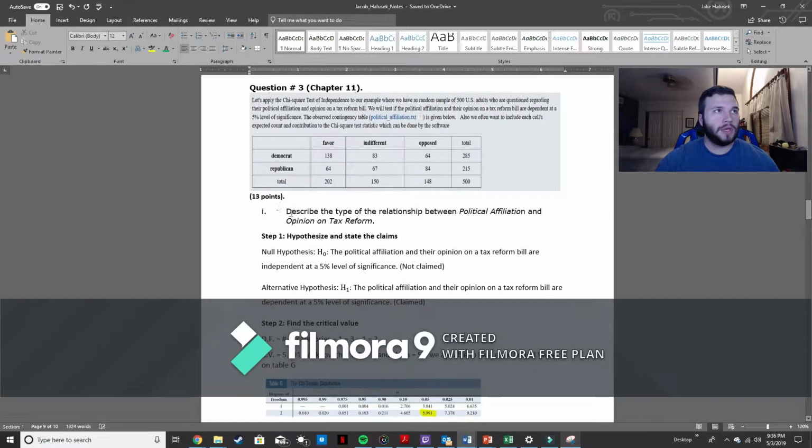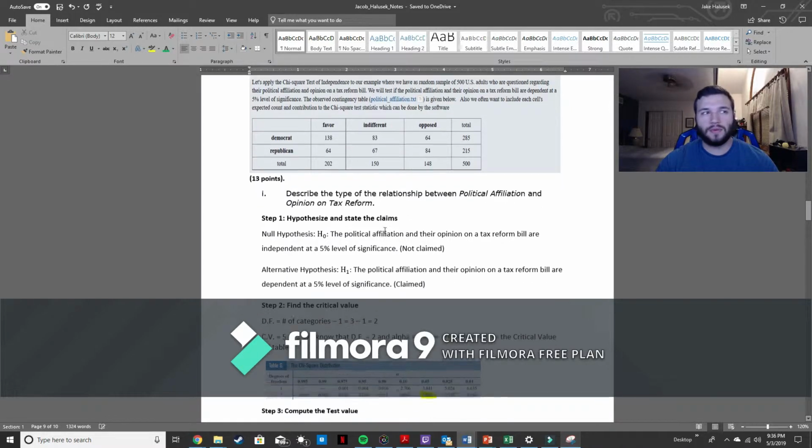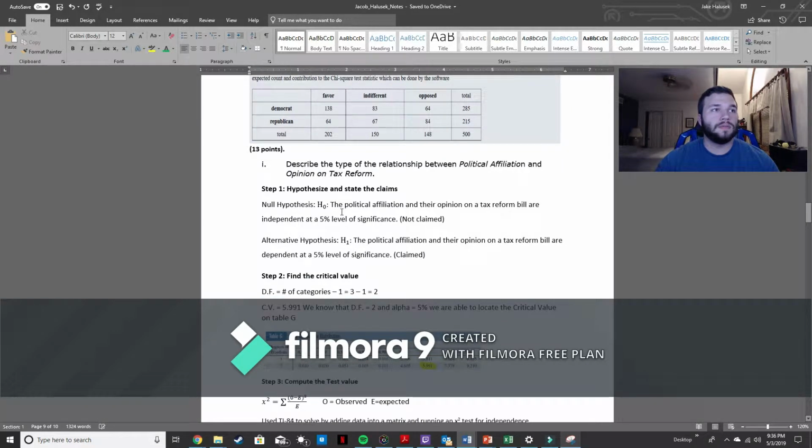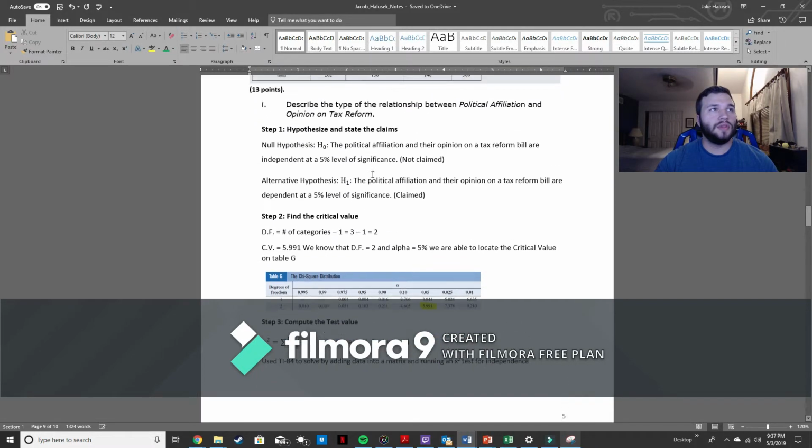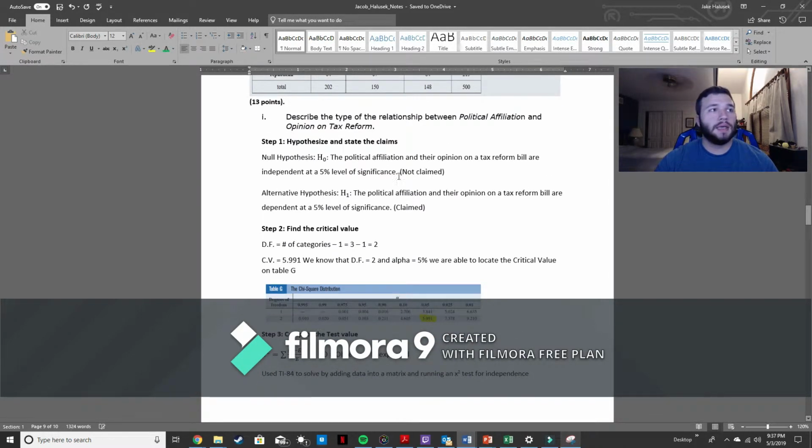Part 1 of 3, we are to describe the relationship between the political affiliation and opinion on tax reform. The best way to know if there is a correlation at this 5% level is to run a hypothesis test. We're going to run a chi-square test in order to see the correlation between the two.